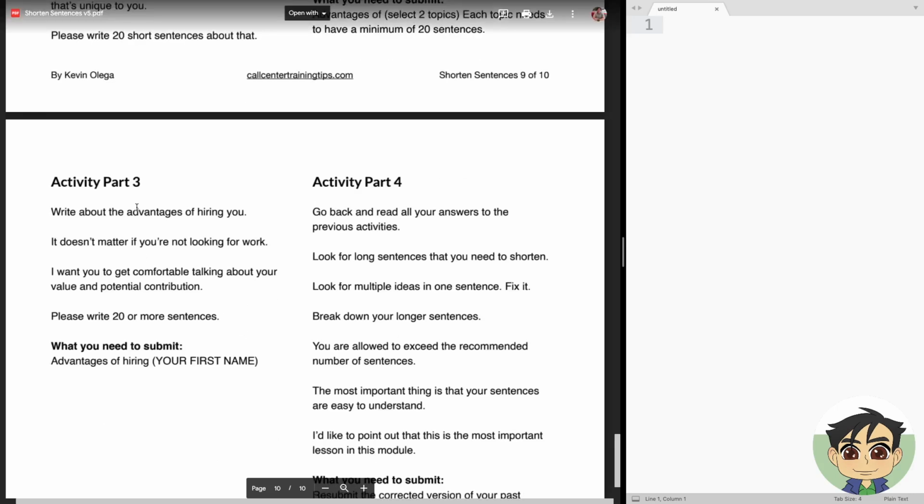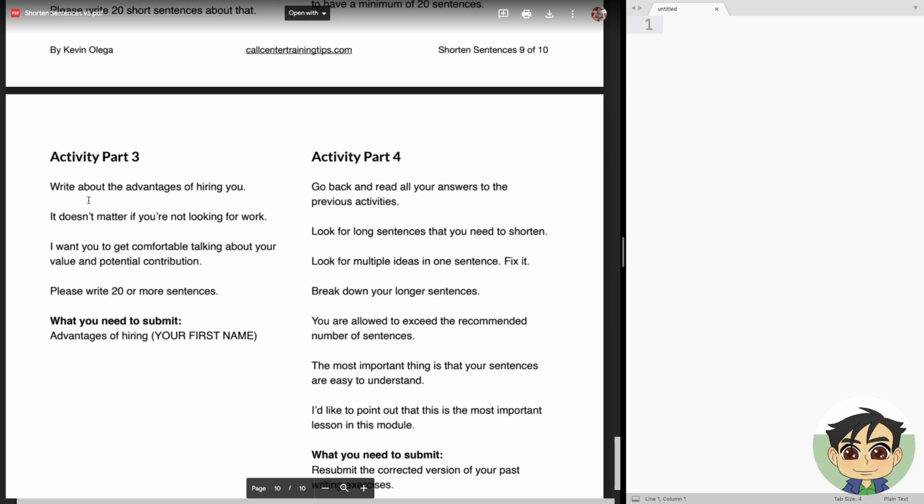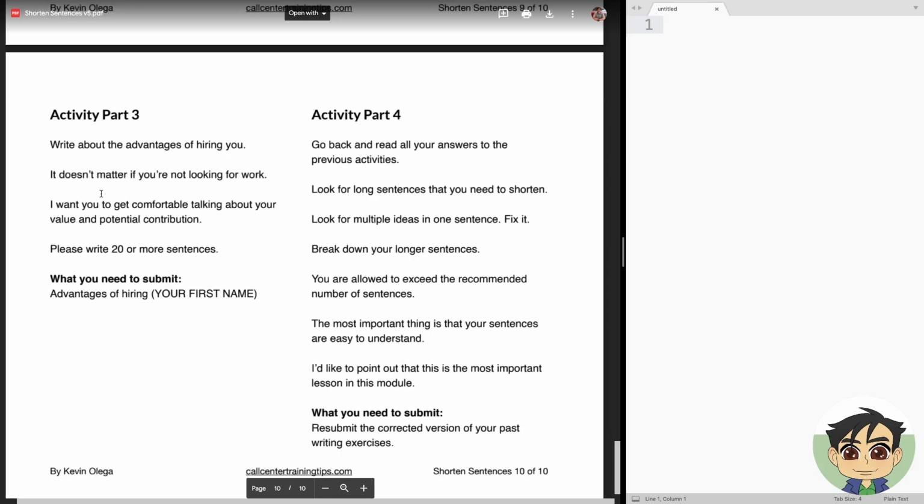Next, write about the advantages of hiring you. It doesn't matter if you're not looking for work. I want you to get comfortable talking about your value and potential contribution. Please write 20 or more sentences. So this is part three. You're going to write this part three, advantages of hiring, and then you put your first name.